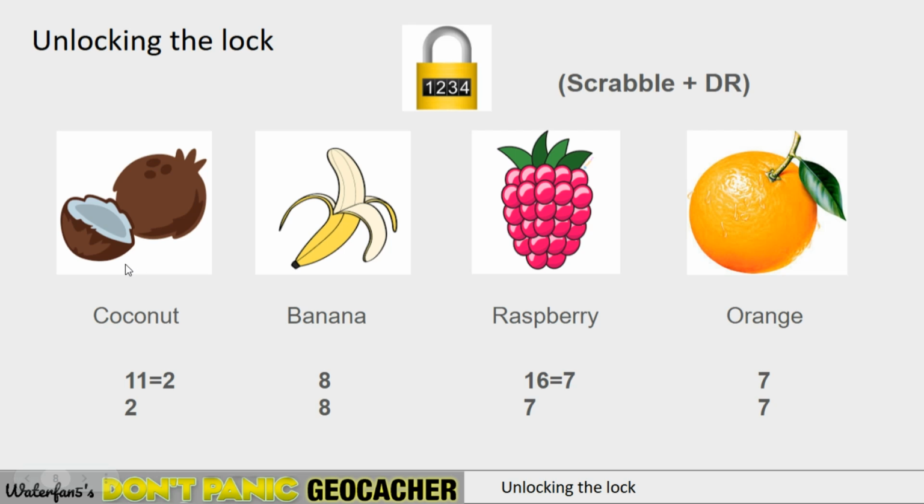So coconut is basically the value of all the letters C, O, C, O, N, U, T. In Scrabble, without bonuses, that would be 11. Banana would be 8. Raspberry would be 16. And orange would be 7, for all the individual letters. And now take the digital root. 1 plus 1 is 2. 1 plus 6 is 7. We get 2877. And that was the technique to open this cache. So you see there's already quite a few combinations and there's still lots more options to try.